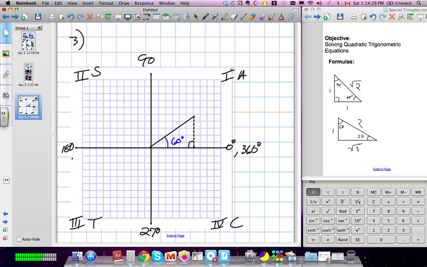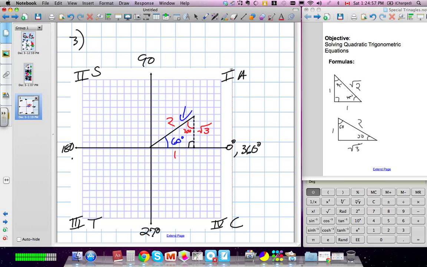Right away I know that I'm going to be working with that triangle there. If that's 60 degrees, that means my other angle here is 30. My hypotenuse is 2. Opposite of 60 is root 3, and adjacent to 60 is the distance of 1. So out of just that one angle and the terminal arm, I've created an entire triangle. That's the whole idea.